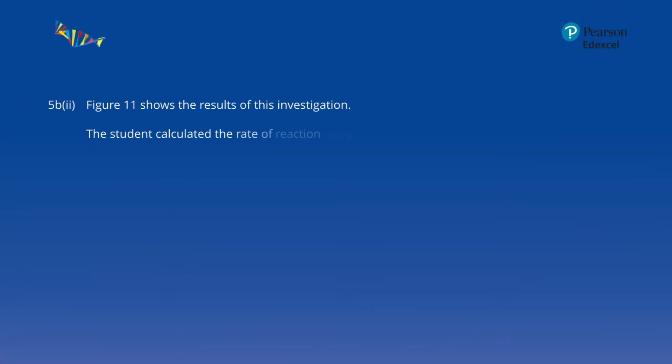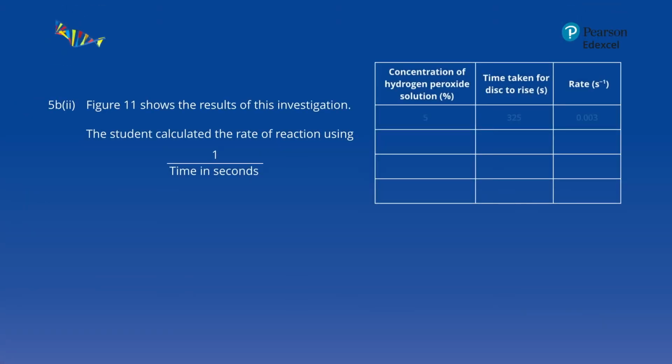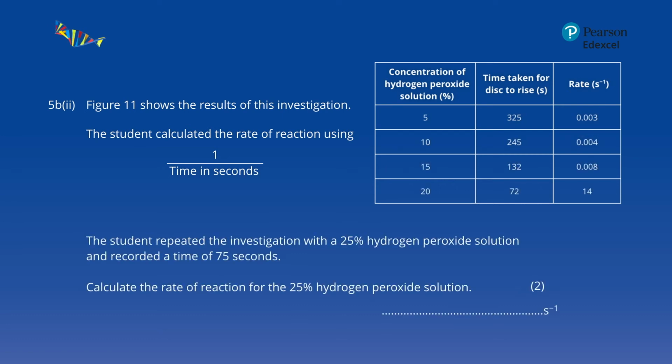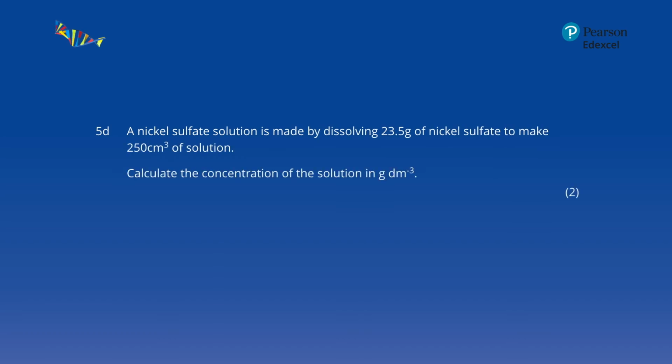So an example of this is in question 5B2 from the Biology Higher Paper 1. The table gives rate to 3 decimal places, and so you should give the rate you've calculated to the same number of decimal places. The 6th question is 5D from the Chemistry Foundation Paper 1.